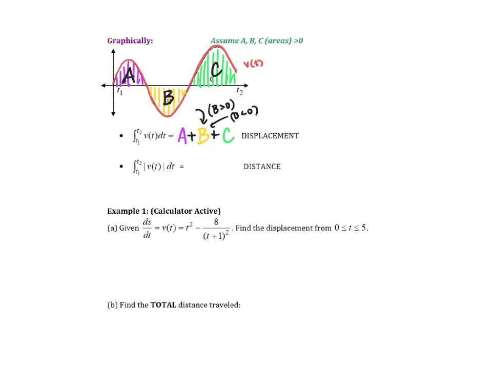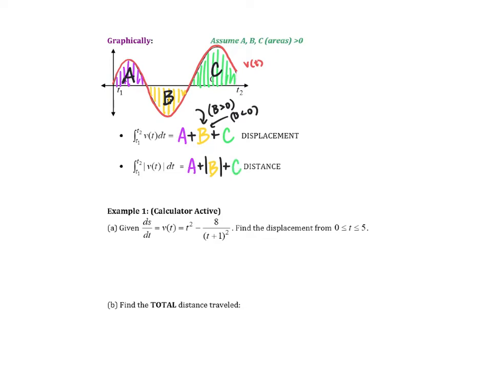Okay. So when it comes to total distance, what we do is we take the area A plus the absolute value of the area B. That's under the assumption that B is less than 0, plus C.